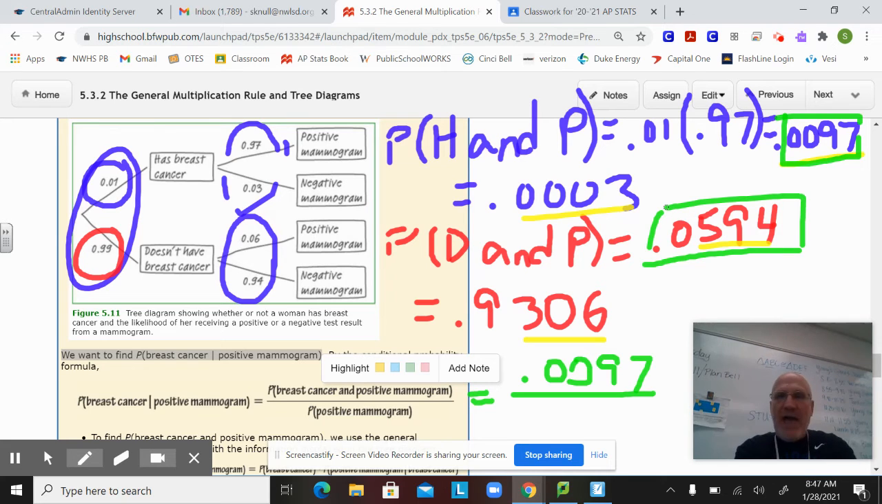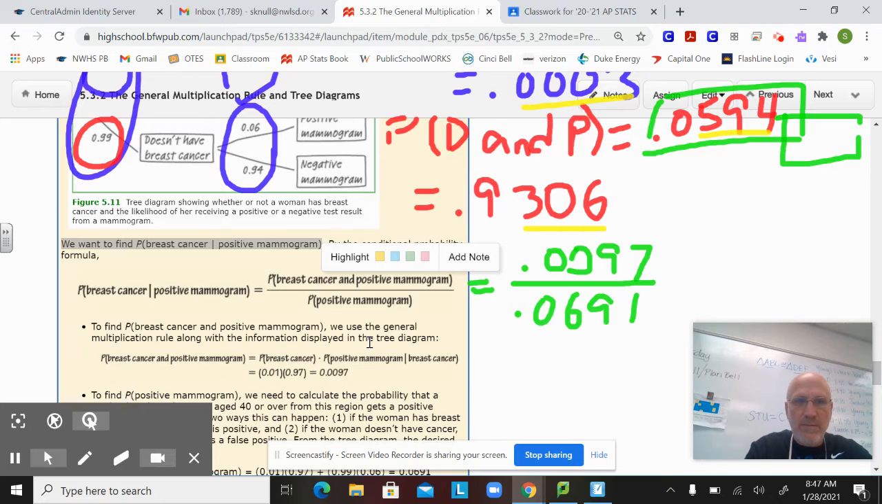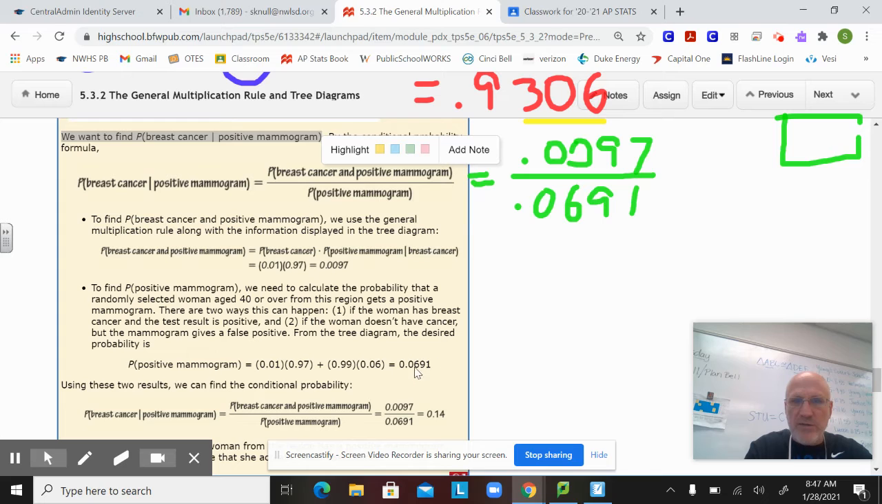Both of those. Normally I would write both those numbers underneath that fraction sign, but my font is so big it won't work. So 0.0097 plus, what's that, 0.0594. That is 0.0691. And I think if I scroll down here, I'll be able to see those calculations. There's the 0.0691. So there it is. And I get 14%.